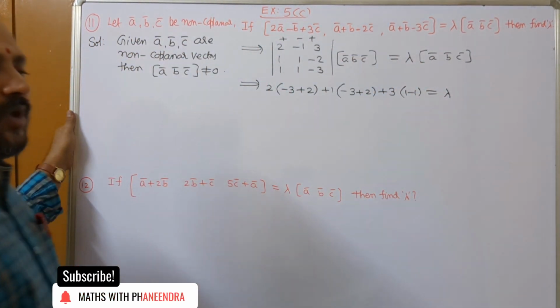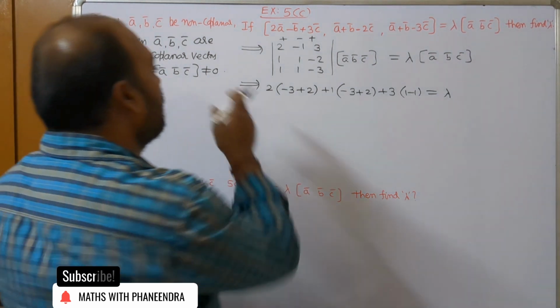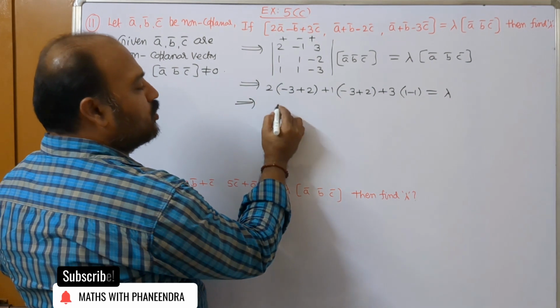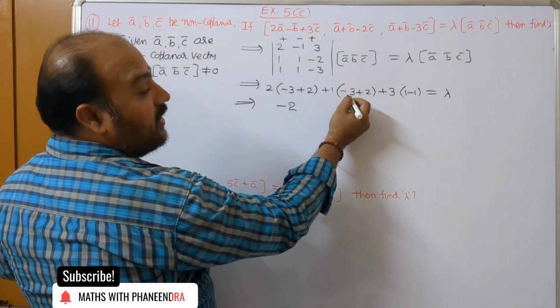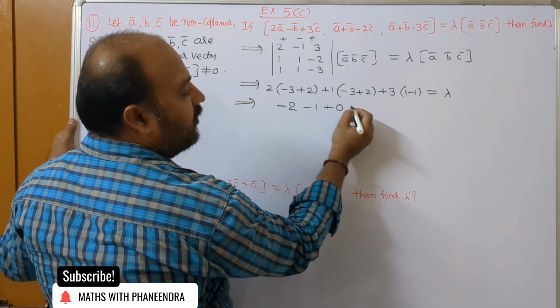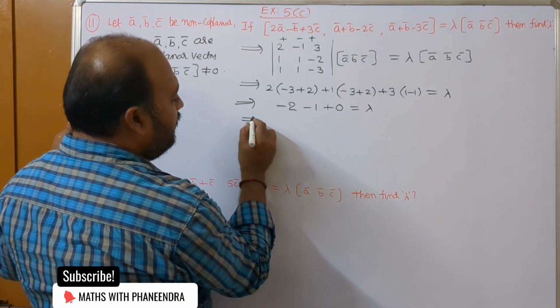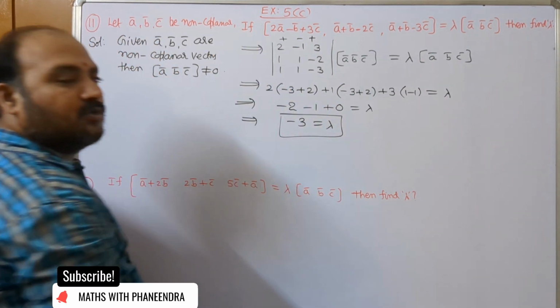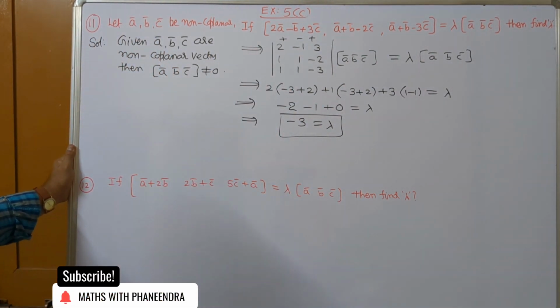These two will be, we are taking common and it should not be equal to 0, we mentioned there. So minus 1 into 2 minus 2, 2 minus this minus 1. So 0 is equal to lambda. That implies minus 3 is equal to lambda. So the lambda value we got is minus 3.